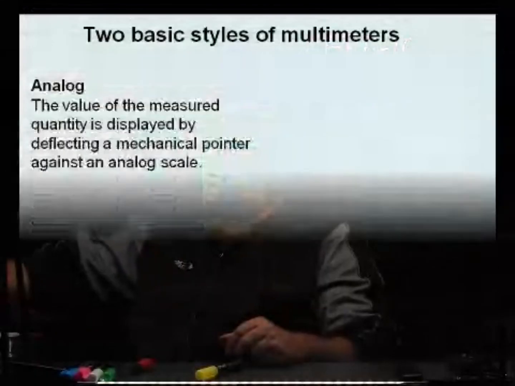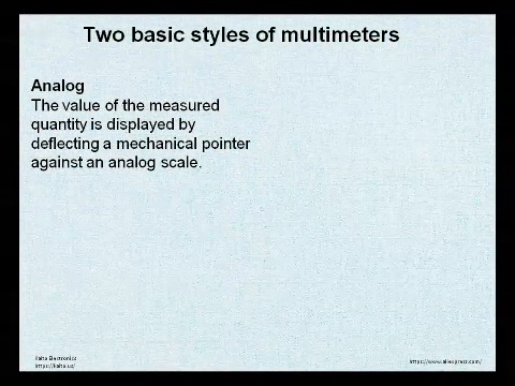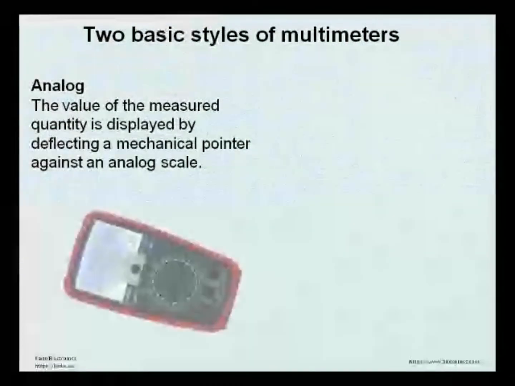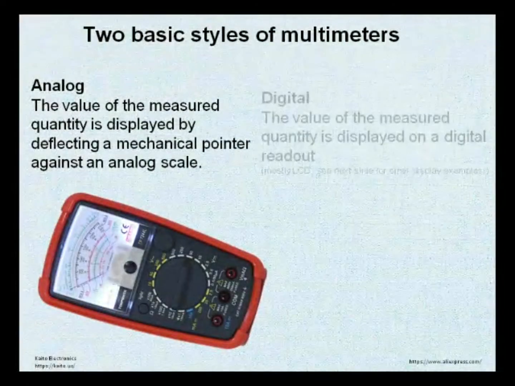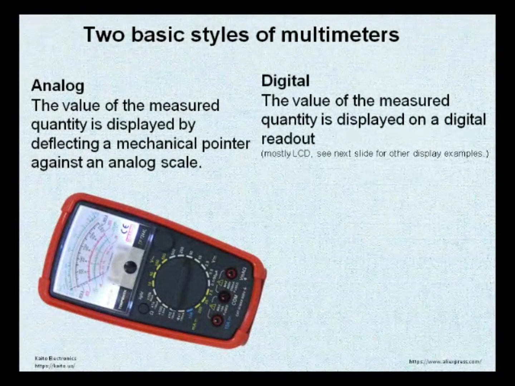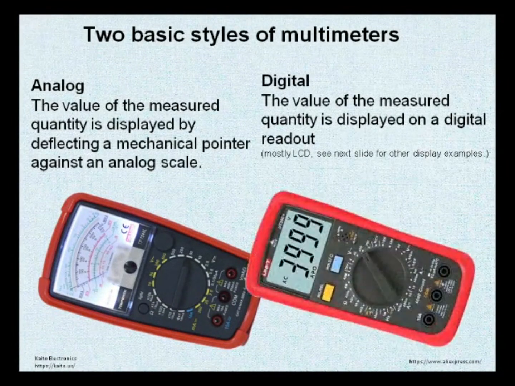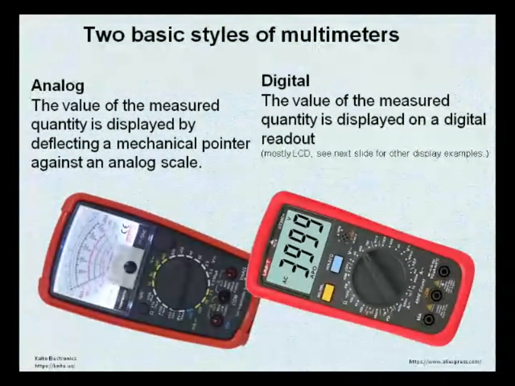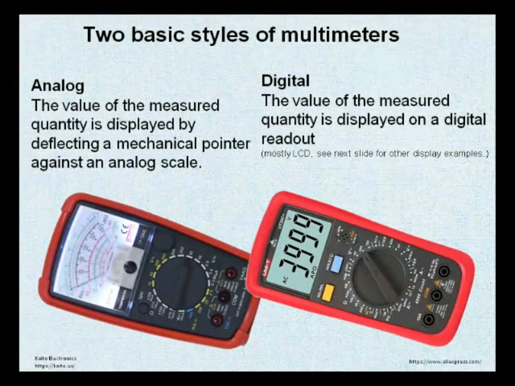Right? There. So the value is being shown by a mechanical pointer, right? That's what it looks like, and I just showed you that. And then there is a digital. The value of the measured quantity is displayed on a digital readout, just like that. You can see 3999. Okay, so that's 3,999 something volts AC.